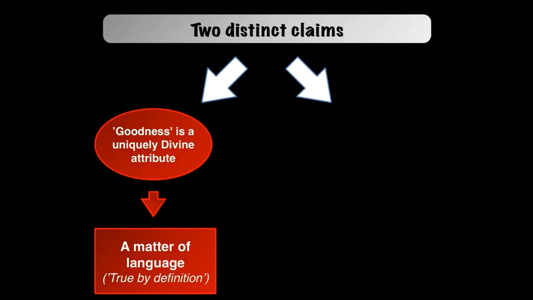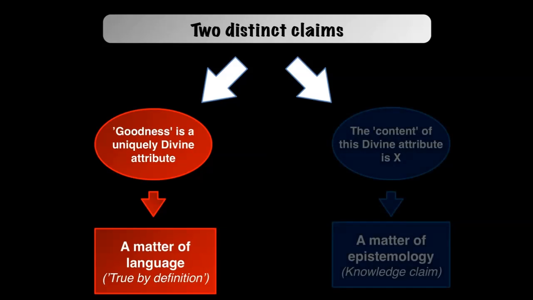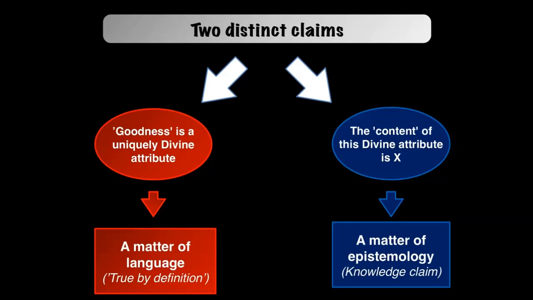We need to recognize that William Lane Craig is not making a single claim here, but two distinct claims. He defined morality, namely that goodness is God's nature, but then he made a second claim concerning the content of that nature. This is not the same claim. The claim that God is the good is a simple matter of definition, but the content of this divine attribute is a knowledge claim and requires justification.